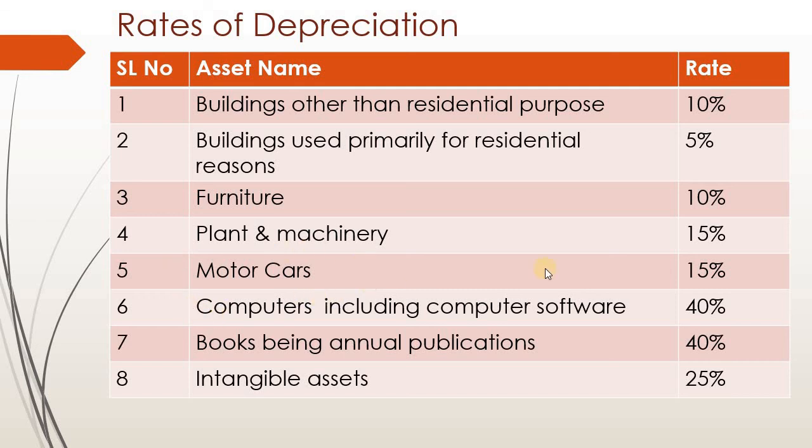15%. Then motor cars, it is 15%. Then computers, including computer software, it is 40%. Then books, being annual publications and all types of books, it is 40%. Then intangible assets, it is 25%. So these are the various rates of depreciation for various assets.